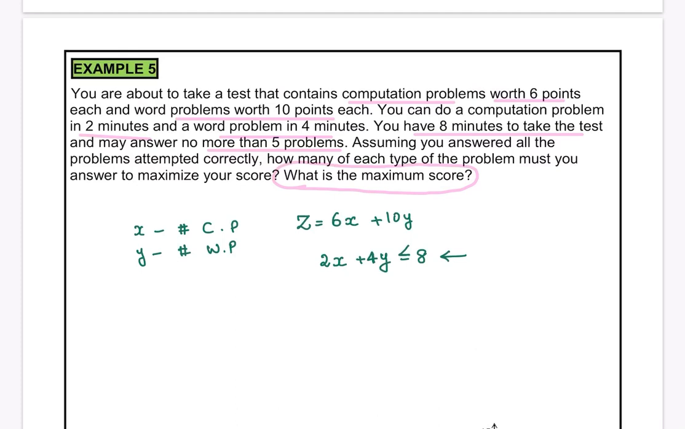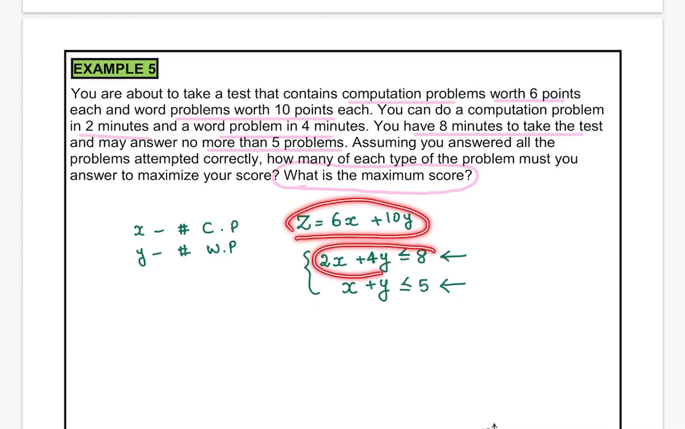Similarly, the x plus y, the number of computation problems you can do plus the number of word problems that you can do, cannot be more than 5 problems. That means that is also going to be less than or equal to 5. So we have two restrictions imposed on us, and here is a score that you're trying to optimize. This is what we call the optimization problem or linear programming. The idea is to optimize your score with respect to these two conditions.